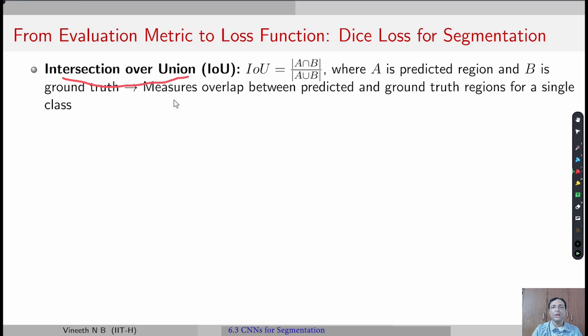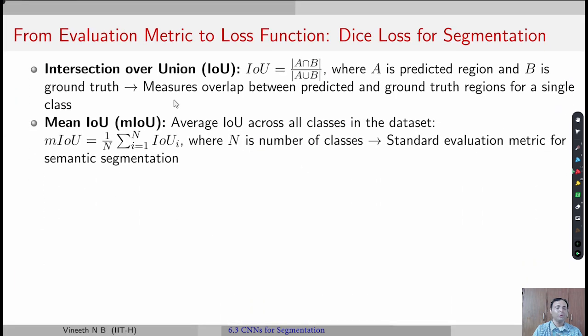This measures the overlap between the predicted and ground truth regions for a single class, and then we take the mean IOU, which is the average IOU across all classes in a dataset, and this is commonly used as the standard evaluation metric for semantic segmentation. This leads to the question, are there better set similarity metrics when we compare to intersection over union, and can we use them to train a model directly?